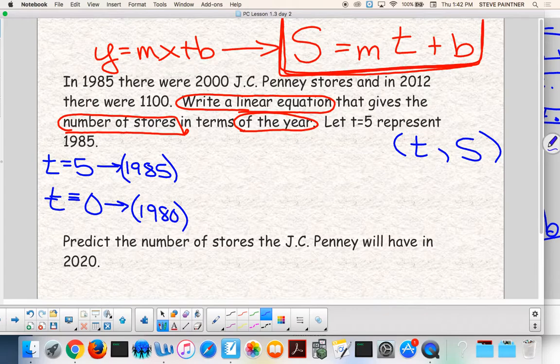Go ahead. 5, 2000. Okay, he says 5, comma, 2000. It says right here, 1985, there's 2,000 stores. 85, that's let T be 5. And how many stores? 2,000. You got 1 point, get another point. You got it? You got another one?